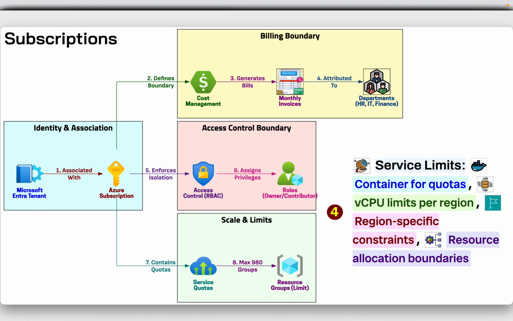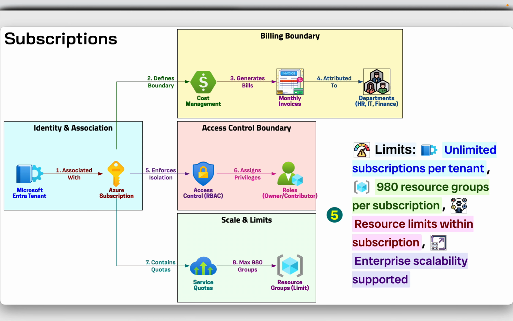Subscriptions act as a container for quotas, for example the number of vCPUs, virtual CPUs, available in a specific region. There is no limit to the number of subscriptions associated with a Microsoft Entra tenant, but there are limits on resources within a subscription, such as the number of resource groups. Currently it is 980 per subscription.